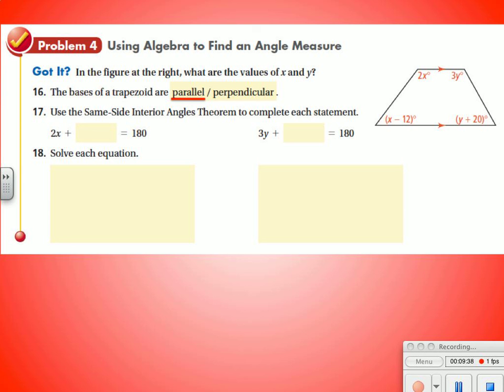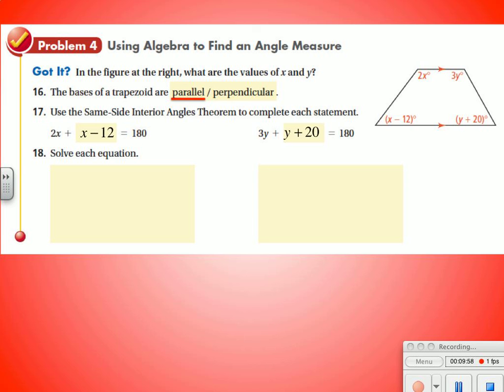No, I always forget one line. Are parallel, right? Because they have the little arrows. The arrows on the lines indicate that the two lines are parallel. So we can use the same side interior angles theorem, which says that consecutive or same side interior angles are supplementary to complete each statement.